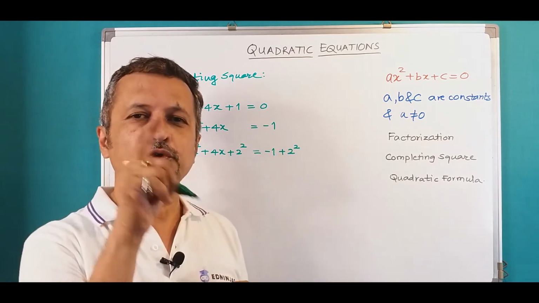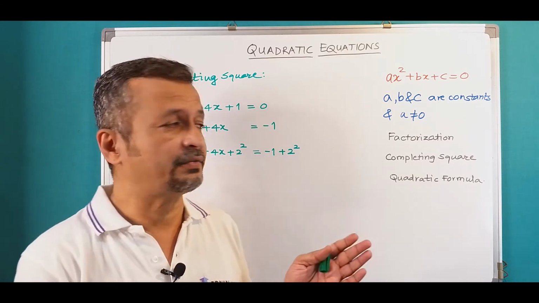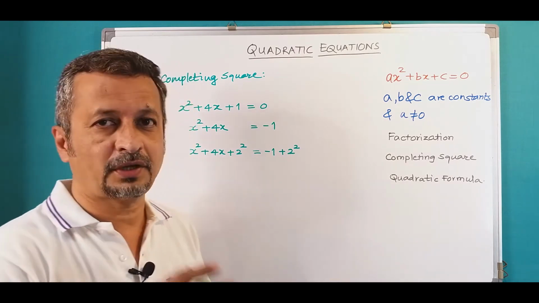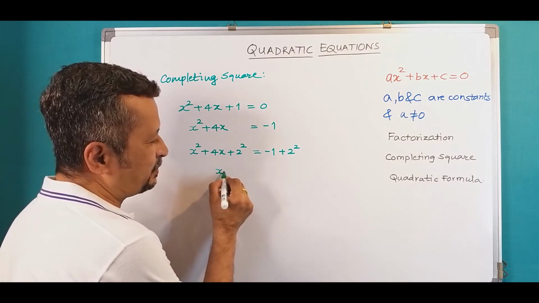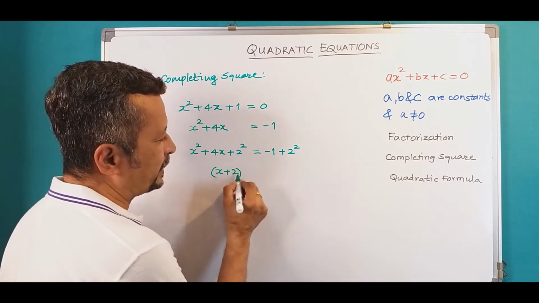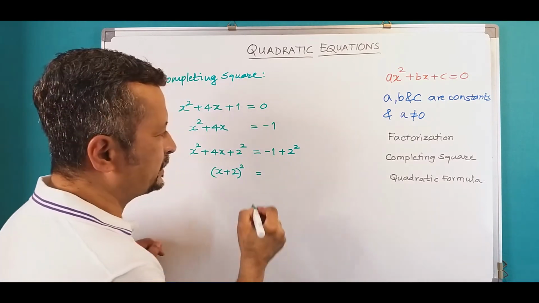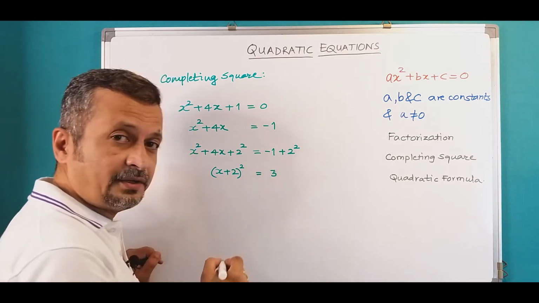I'm adding 2 square on both the sides because I'm not allowed to change the equation itself. If I don't add 2 square here, then the whole equation will change. Okay, and we are not allowed to do that. Now here I can write it as x plus 2 whole square, and this is nothing but minus 1 plus 4, that is 3. Minus 1 plus 4 is plus 3, correct.